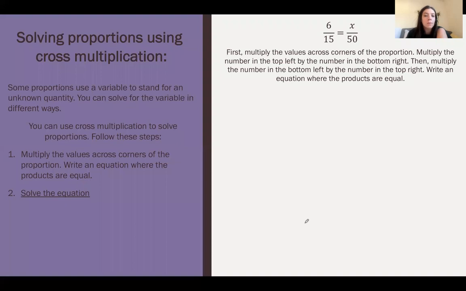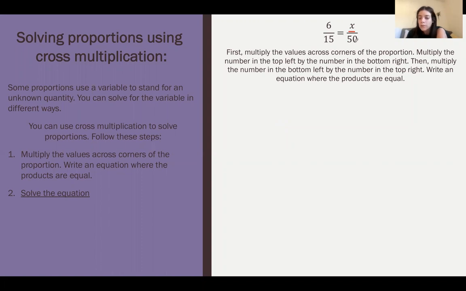So here are some example problems. This is solving proportions using cross multiplication. Some proportions use a variable to stand for an unknown quantity. In this case, it would be x. And you can use cross multiplication to solve for the proportion.